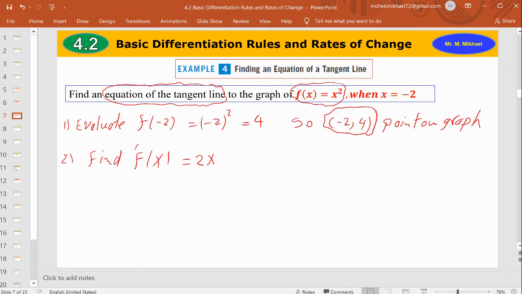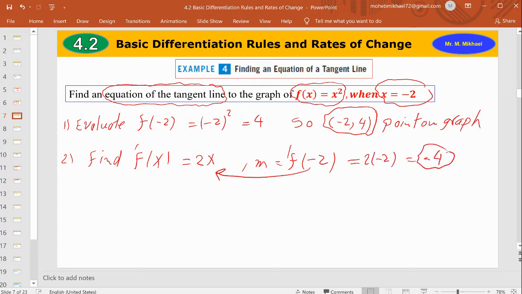I need to evaluate this derivative at x equals -2 because I need the slope. So the slope m is equal to the derivative at -2. If you insert -2 in the equation of the derivative, you get 2 times -2, which is equal to -4. Guys, we are almost done. We have a point and we have the slope of the tangent line. So remember our mission from the beginning? We need to write the equation of the tangent line.